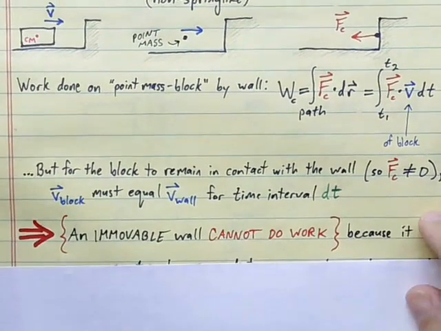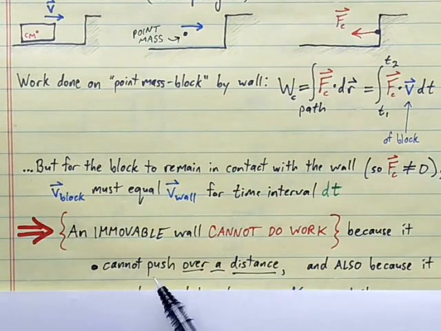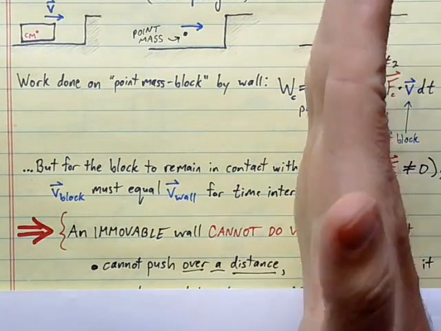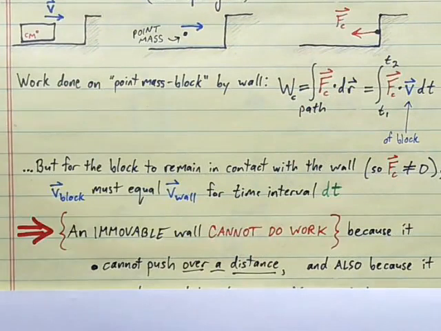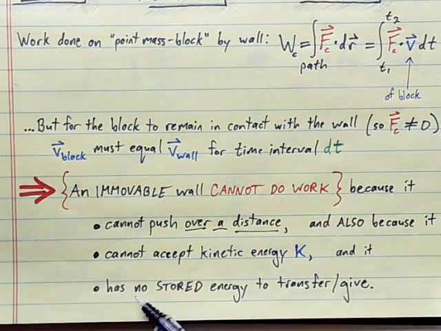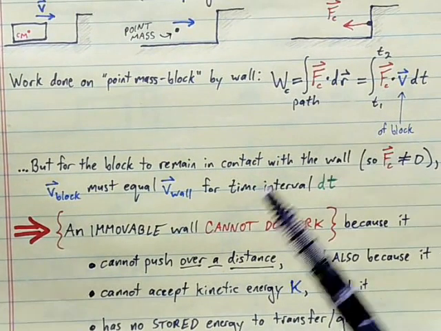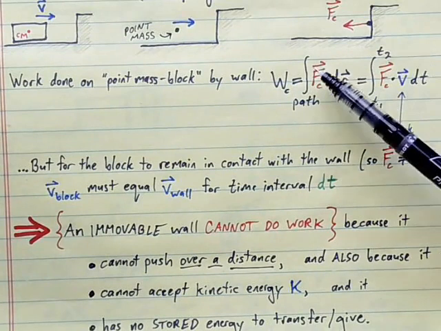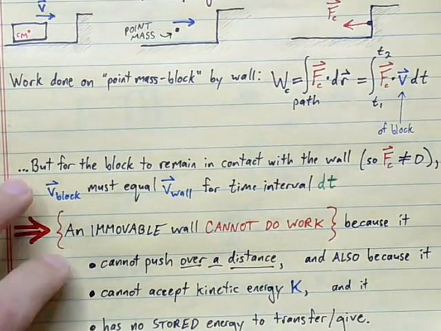An immovable wall cannot do work because it cannot push over a distance. To do work, you have to apply a force over a distance, and that wall does not move. It also can't do work because it cannot accept kinetic energy. If the wall can't move, the wall has no stored energy to transfer or give to the block. Remember, work done by a force represents an energy transfer by that force. The wall has no energy to give to the block. So our immovable wall cannot do work.